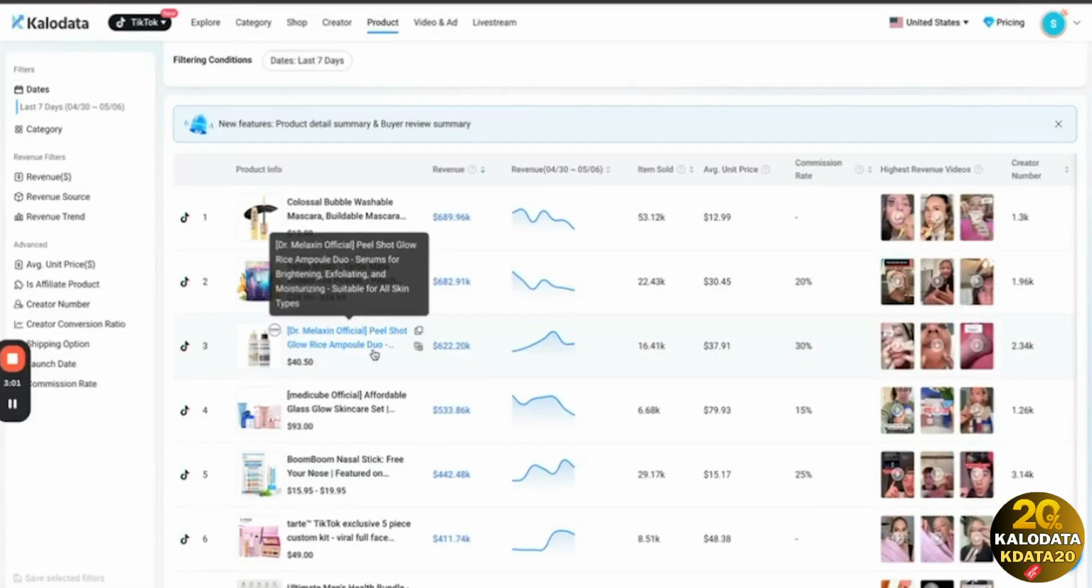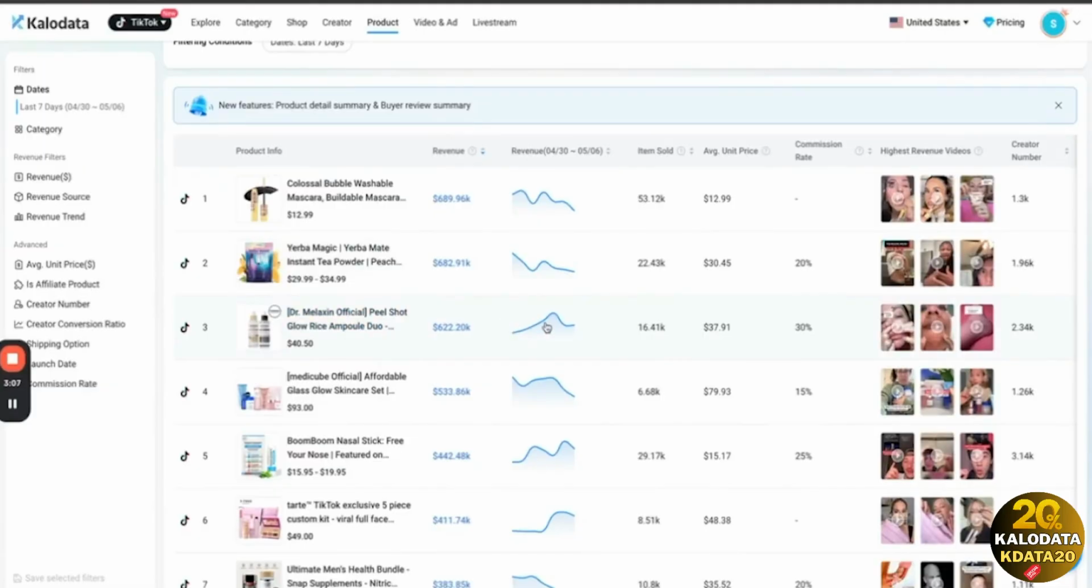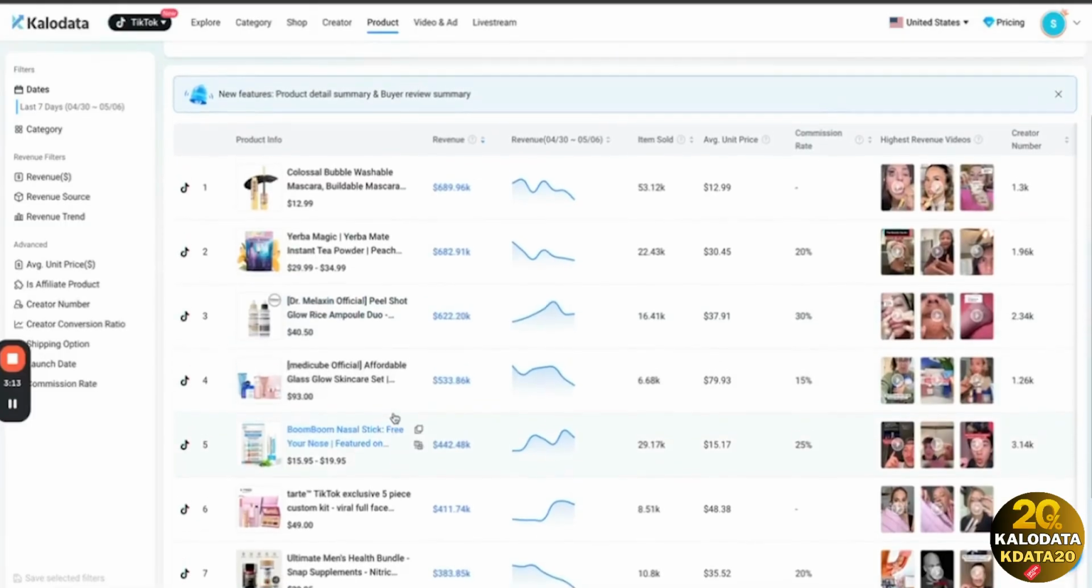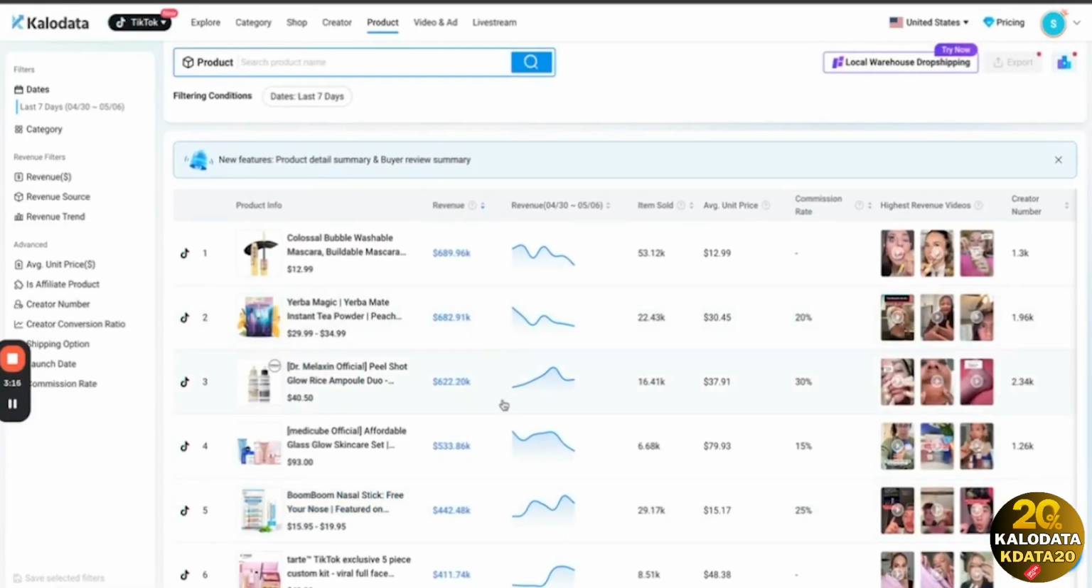So if you're watching this, it is currently May 7th of 2020, geez, are we in 2025? Goodness, time flies. But yeah, this product I think is gonna do very good. And then we've got Medicube, Boom Boom. So these are the products that have been killing it for the past week. So the fact that you can sort by the past week, that is insane. It's gonna show you what is working right now.